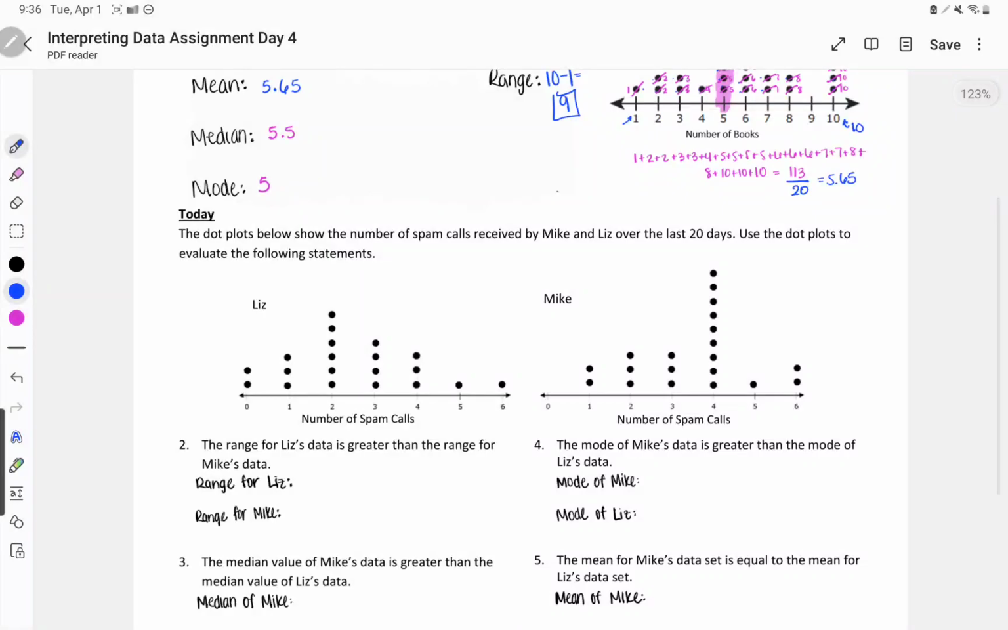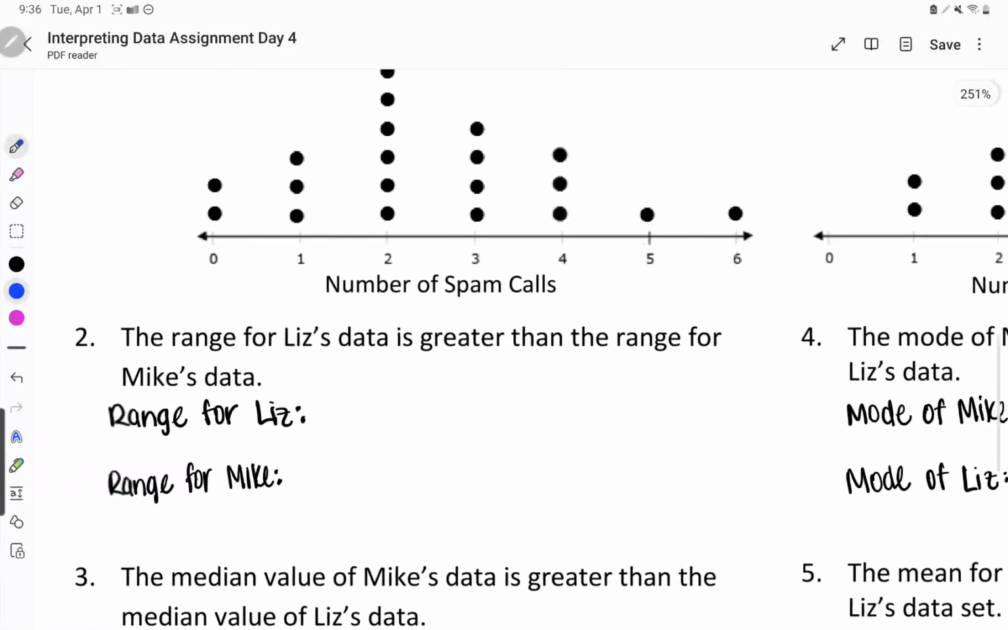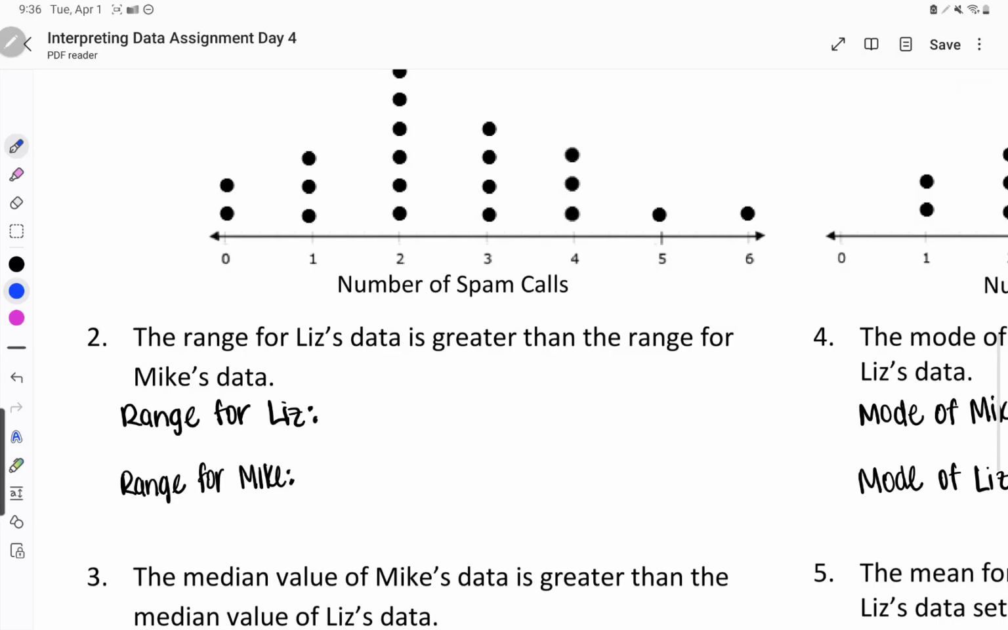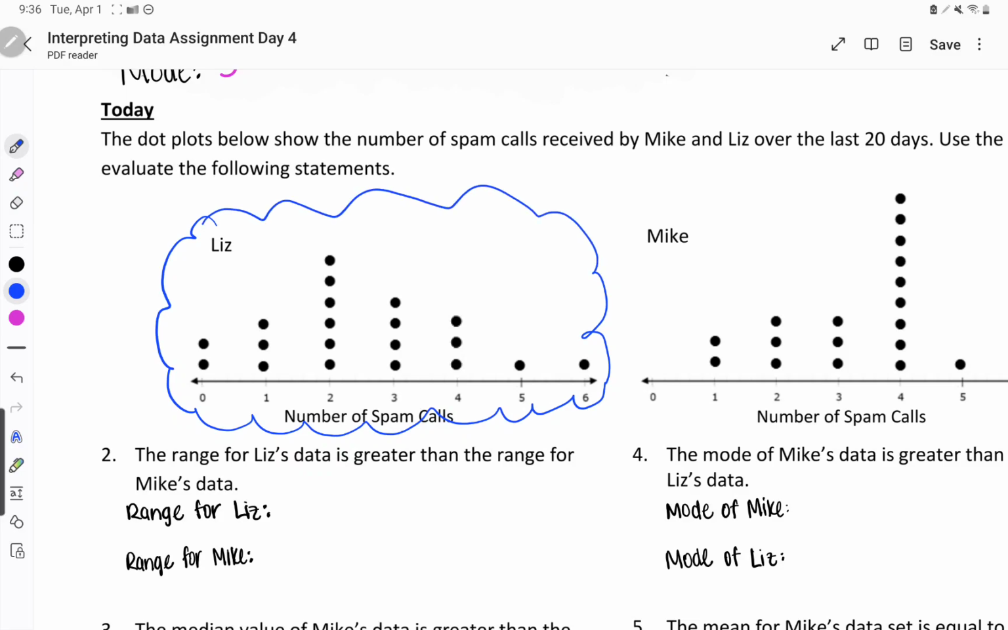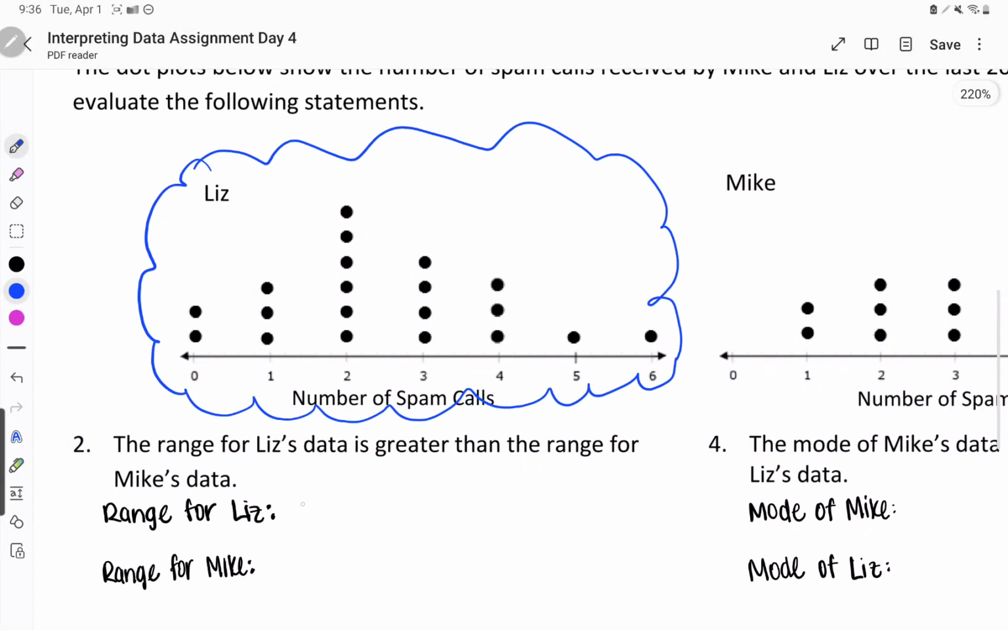All right, this one says, the dot plots below show the total number of spam calls received by Mike and Liz over the last 20 days. Use the dot plots to evaluate the following statements. Statement 1 says the range for Liz's data is greater than the range for Mike's data. So as a reminder, how do you find range? You take the greatest number and you subtract the smallest number. So for Liz's data, that's right here. I would do 6 minus 0. And that gives me 6.